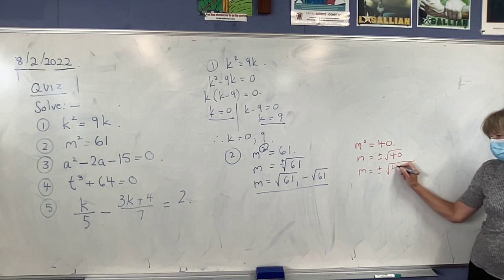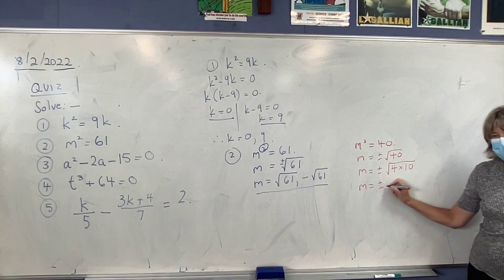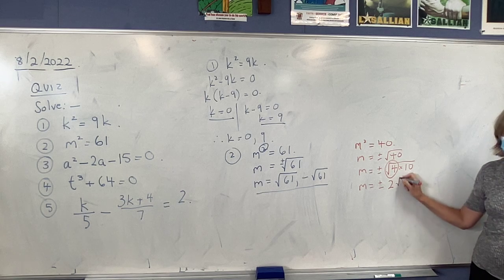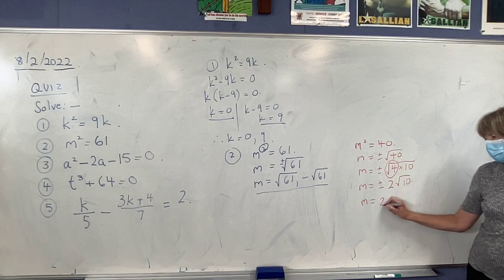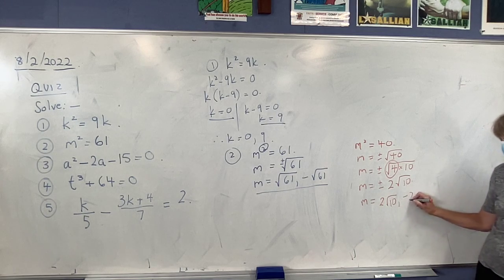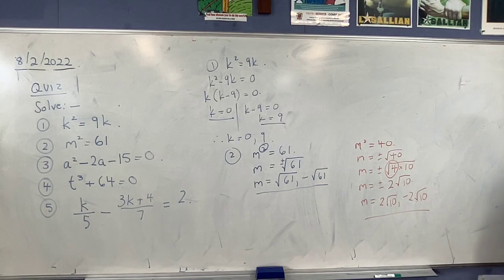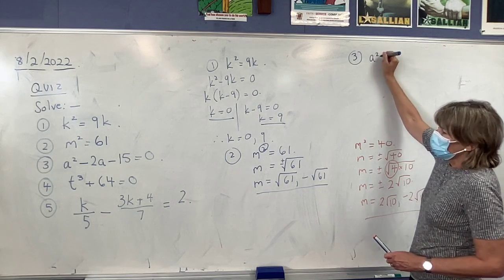Yep, take out the highest perfect square, which would be 4. Continue. Which then equals 2 square root 10. Does that make sense? Fix that mask up for me. So we've got 2 root 10 and minus 2 root 10, and that's what the book would have said. And you just hadn't simplified it. Has anyone got any questions on that? All right, number 3. Jack, what do we do here?